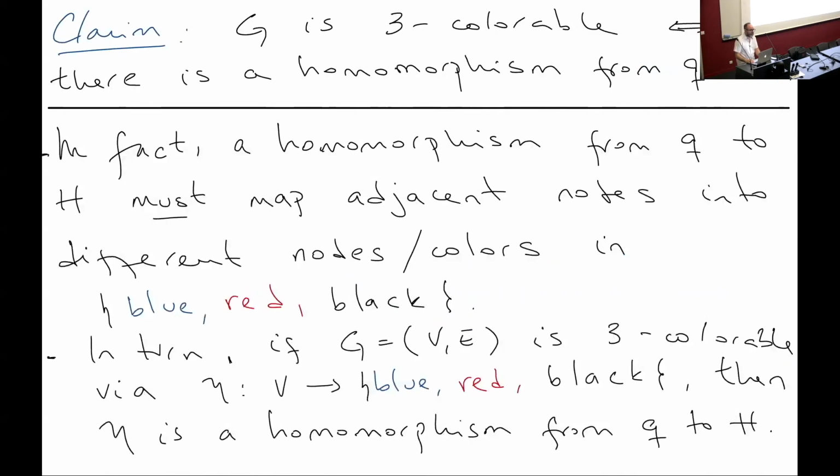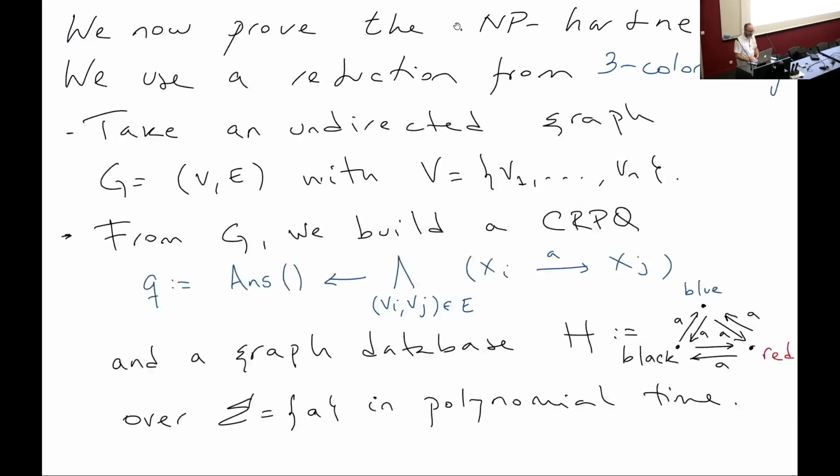So it's quite easy to see that G is tree colorable if and only if there is some homomorphism from Q to G to H, right? Because what is a tree coloring of this graph? It's just a way to assign colors to the nodes in such a way that two adjacent nodes do not receive the same color. But that's exactly a possible homomorphism from this Q into this graph database, right?